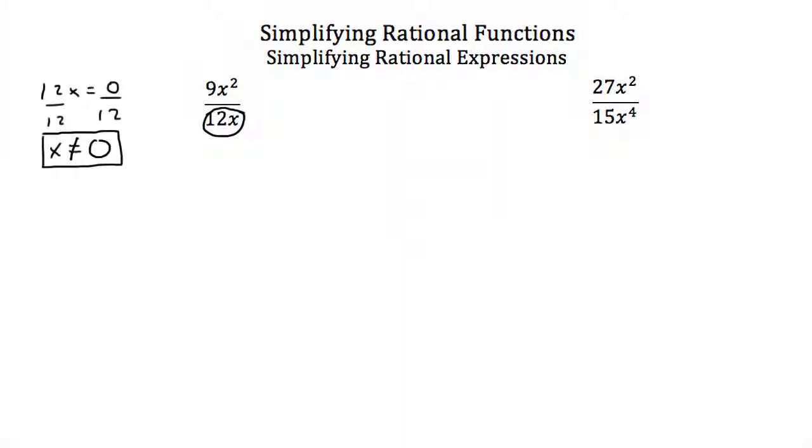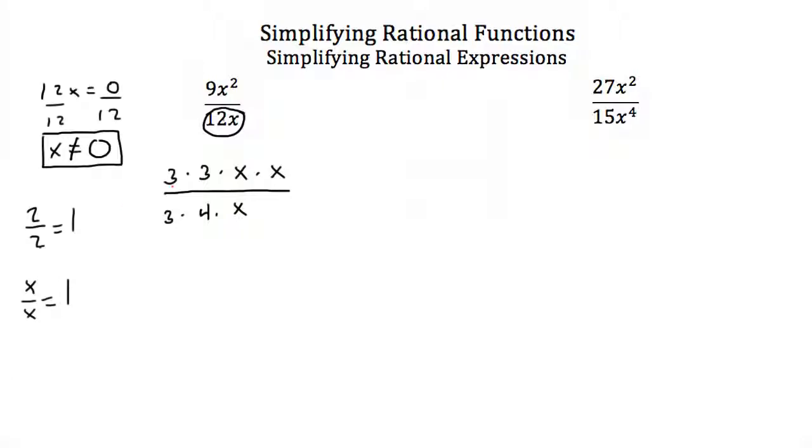Now to simplify this rational expression, I'm going to break my numerator, this 9x squared, into 3 times 3 times x times x. Then I'm going to take my denominator and I'm going to break it into 3 times 4 times x. Now, whenever you divide a number by itself, say 2 divided by 2, that's equal to 1. And that works for variables too. If I have x over x, that's equal to 1.